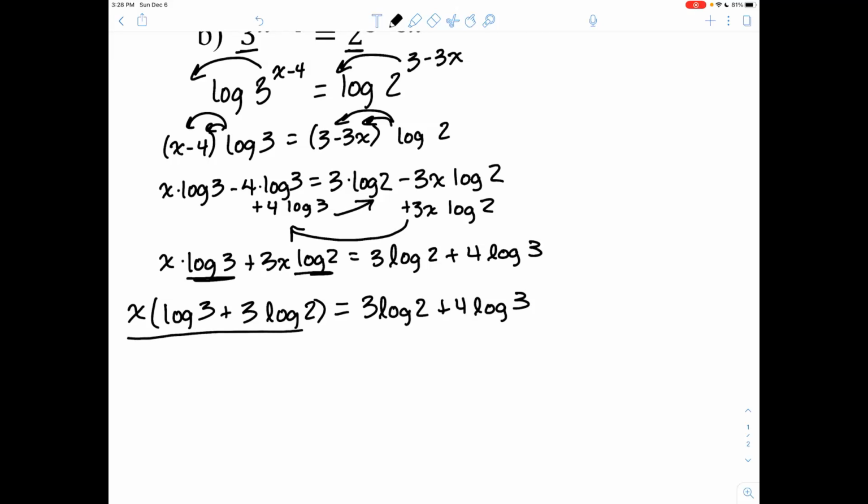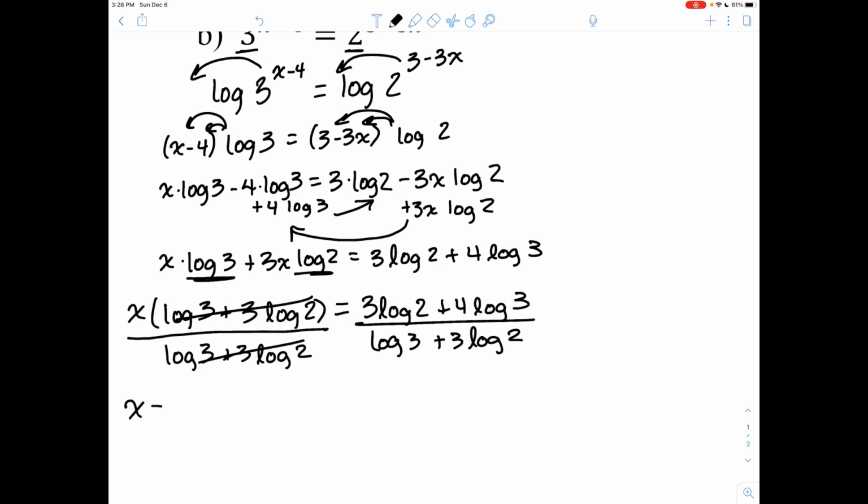can, through division, so let's divide by log of 3 plus 3 log 2 on both sides. And cancel it on the left. And so we get x equals this really complicated but exact solution that we have to simplify because it's a fraction and it is our job to write our fractions in simplest form. All right, so first, think about it.